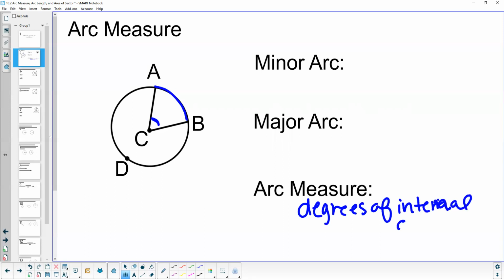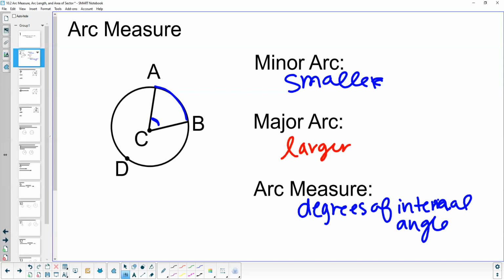Internal angle. Okay, so then we have two different types of arcs that we actually deal with. We deal with one called a minor arc, and a minor arc is going to be the smaller arc. So in our image to the left, our minor arc is highlighted there in blue. A major arc is going to be the larger arc, and the larger arc is going to be this one on the outside here, where it actually goes around the outside of our circle. It'll look something like this.